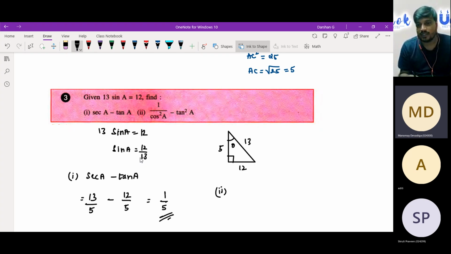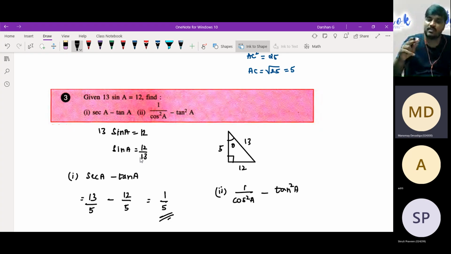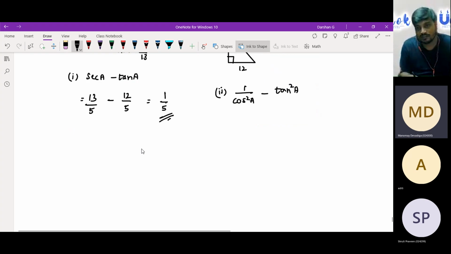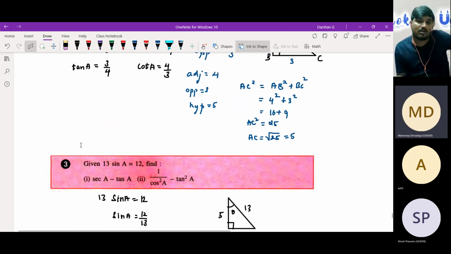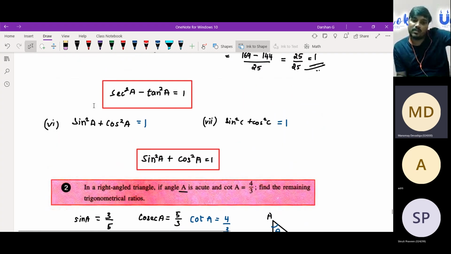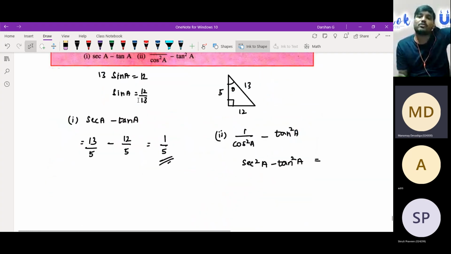1 by cos square A minus tan square A. The beautiful part is if it is 1 by cos, it is secant. If it is 1 by cos square A, it is secant square. Simple. So this is secant square A minus tan square A. You can put in all the values, but I've already given you the identity here. Secant square A minus tan square A is always equal to 1.